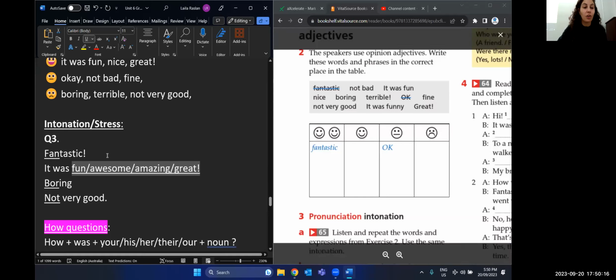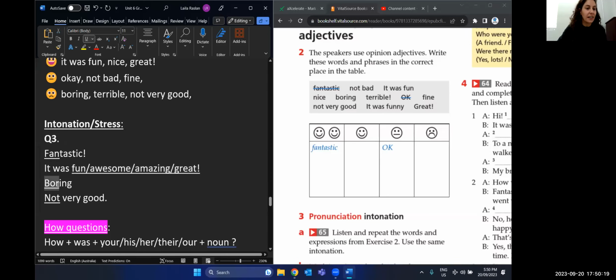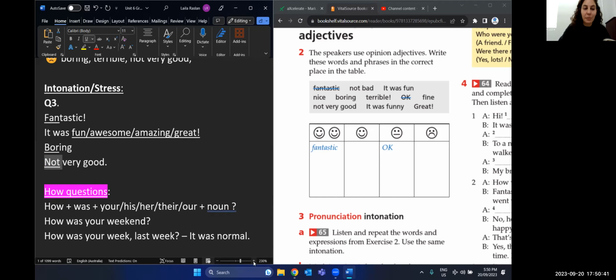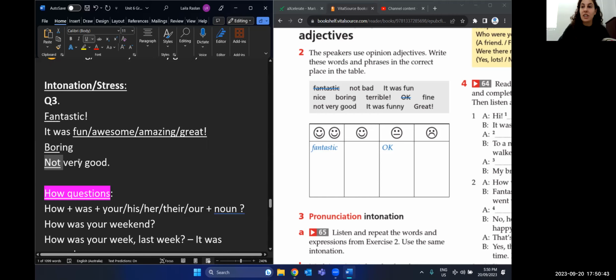Now, if we have boring, again, it's one word. We need to push the beginning. So how was your work? It was boring. Boring. So I push the beginning. Not very good. Now, the reason why we need to push not is because that's the important part of the sentence. It was not very good. Not very good. Okay, good.